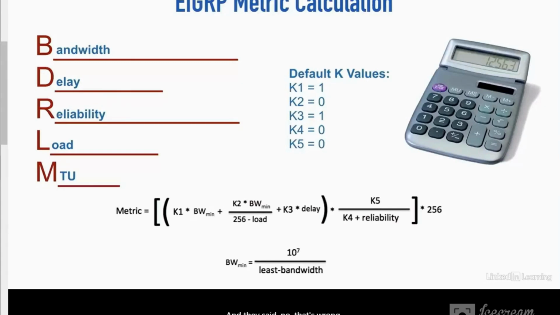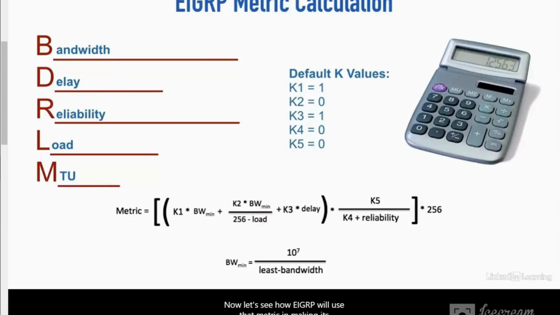And they said, no, that's wrong. And I thought, what do you mean it's wrong? But then they pointed out that they had asked by default. By default, we've got all these 0 K values. We're not using MTU as a tiebreaker. By default, we're only considering bandwidth and delay. And that's how the metric is calculated.